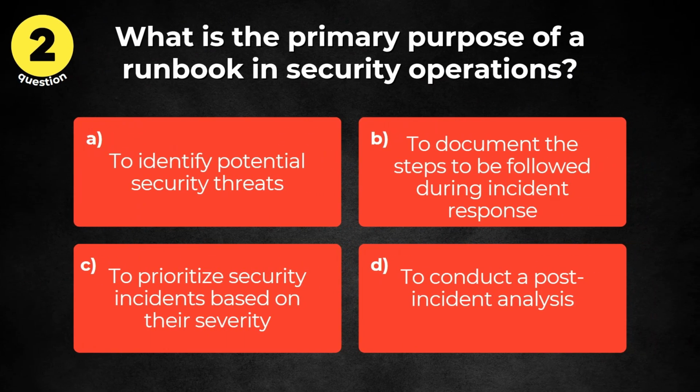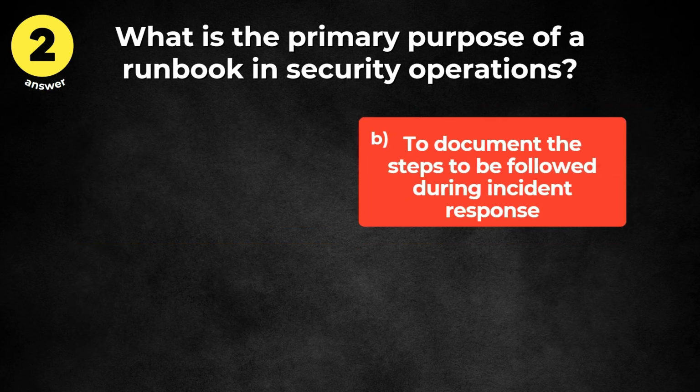Number 2. What is the primary purpose of a runbook in security operations? A, to identify potential security threats. B, to document the steps to be followed during the incident response. C, to prioritize security incidents based on their severity. And D, to conduct a post-incident analysis. I'm gonna give you a little bit of time. The answer is B, to document the steps to be followed during the incident response. Like I mentioned before, these questions are pretty simple. It's just to give you a sneak peek of what to expect on the test.